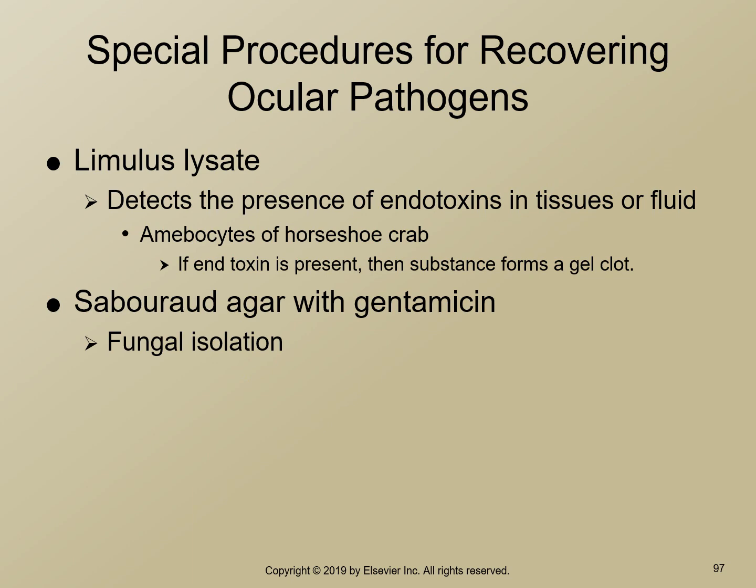This last slide covers briefly a topic that's noted in the textbook regarding special procedures for recovering ocular pathogens. The first procedure mentioned is the lysate test. This is used to detect the presence of endotoxins in tissues or fluid. If endotoxins are present, the substance will form a gel clot to indicate a positive result. This test is used more often in the manufacturing setting for the solutions for contact lenses.